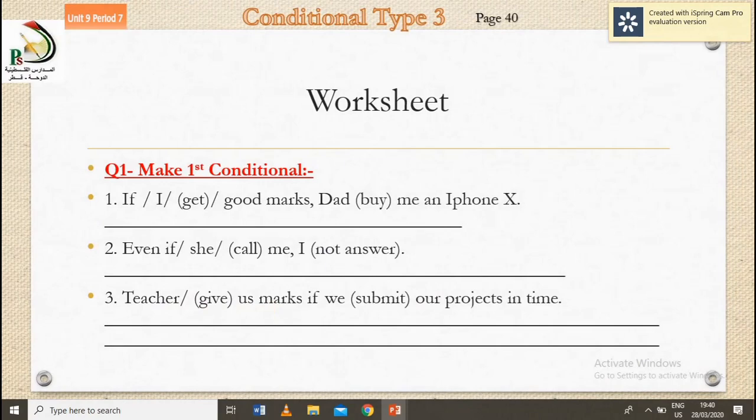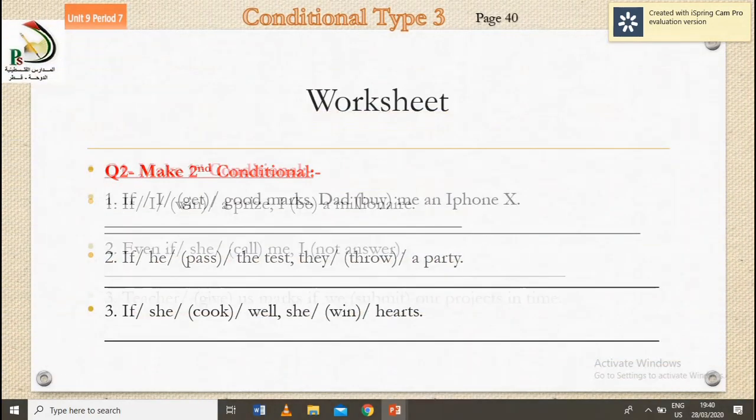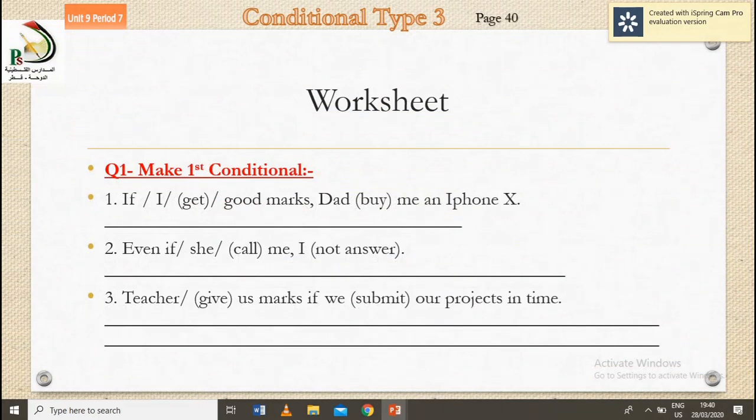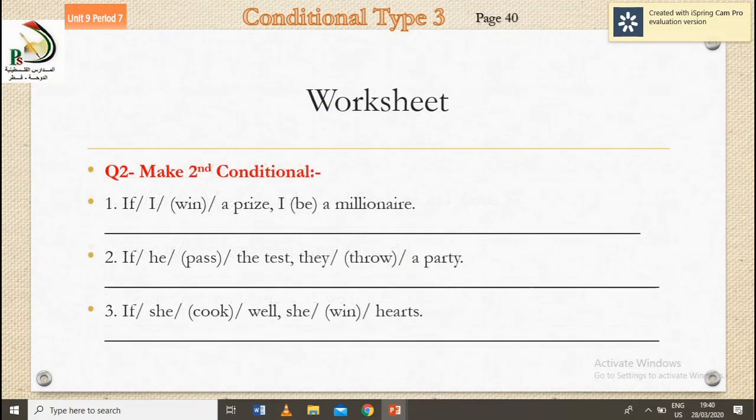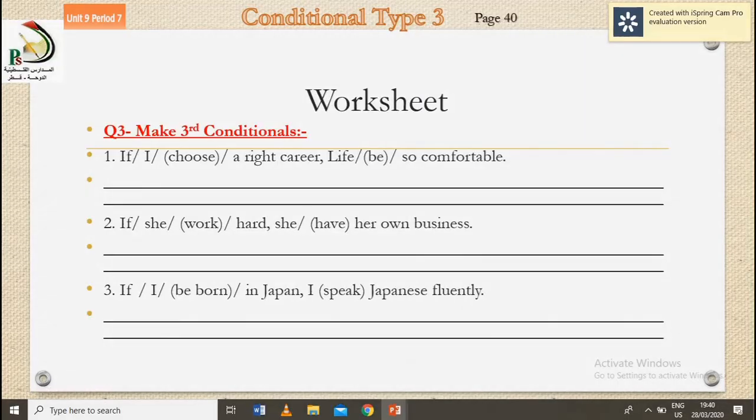This is the worksheet. You must do it, please, and then send it to me. It has 3 parts, and you can find this worksheet in your booklet. So solve it on the booklet and forward it to me as you did before.